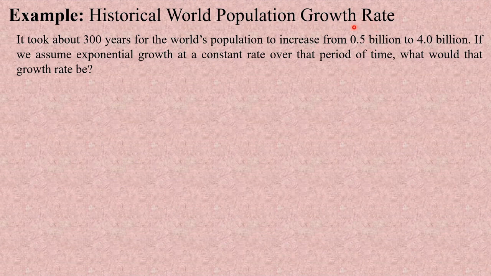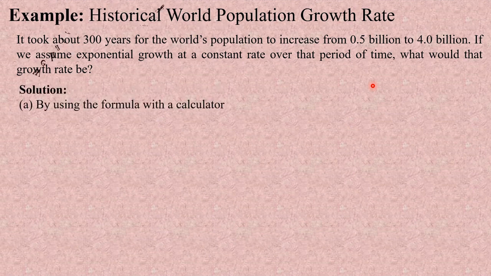Initial population was 0.5 billion and the final population was 4 billion, and it takes 300 years to increase from here to there. So we have to identify the growth rate. So using the formula, that is N equals n0 e to the power rt.